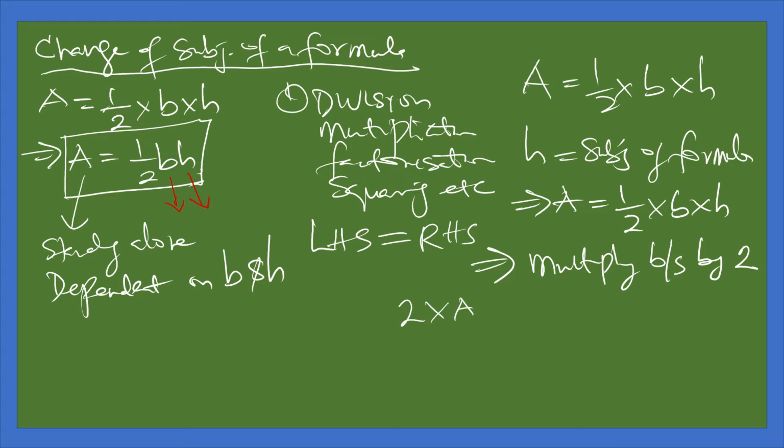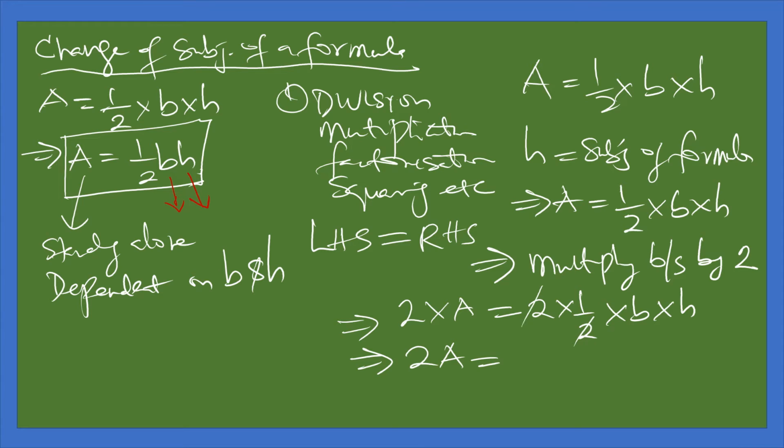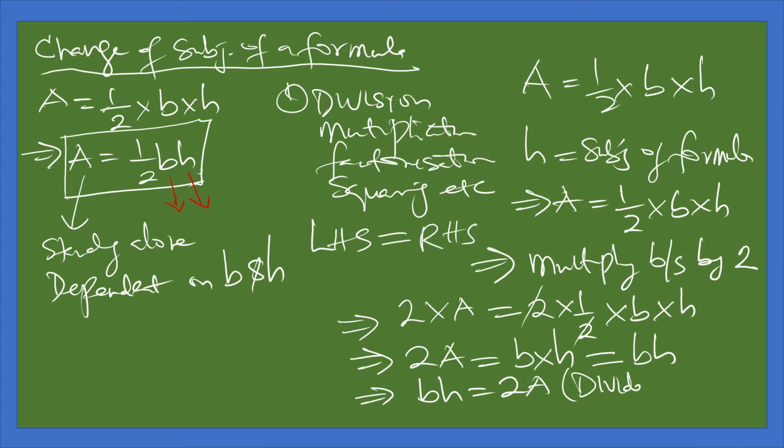Multiplying both sides by 2, we have that 2 times A is equal to 2 times 1 over 2 times B times H. Now this becomes 2A, and these 2 will cancel out. You now have 1 times B times H, which is B times H, which is the same thing as BH. Now this same equation can be written like this, that BH is equal to 2A. Now from here we will divide both sides by B.